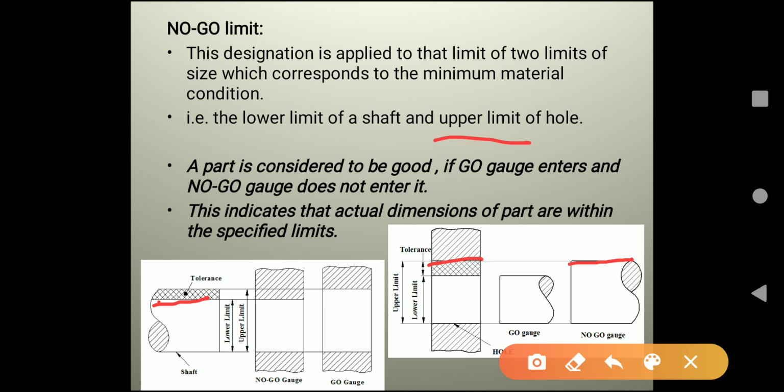So it should not pass through the particular ring gauge, and here it should not pass through this particular plug gauge. A part is considered to be good if the go gauge enters, carefully see here, a go gauge enters and the no go gauge does not enter it. This indicates that the actual dimension of the part is within the specified limit.